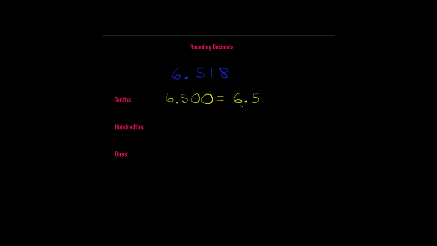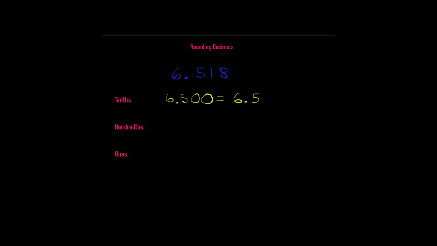As we round these, you're going to notice that the rounded answers end in the place value you're rounding to. For example, tenths is going to end in the tenths. As we do our hundredths next, it's going to end in the hundredths. And then the ones will actually just be one whole number.